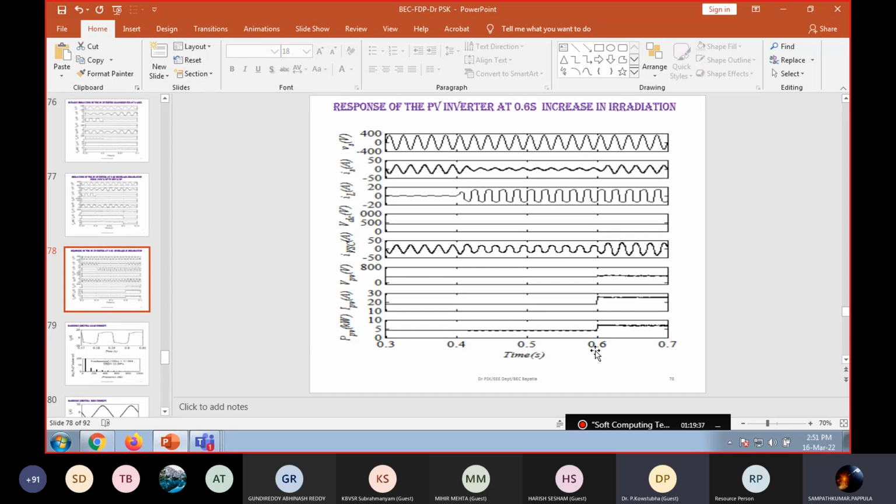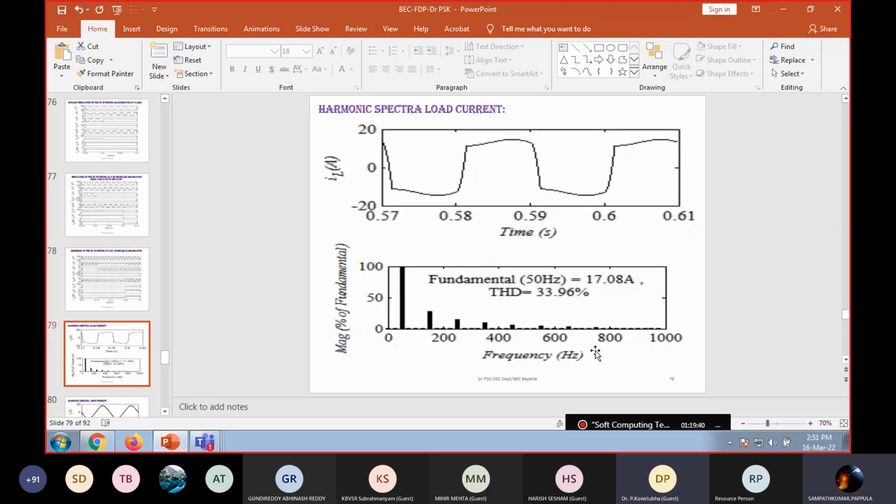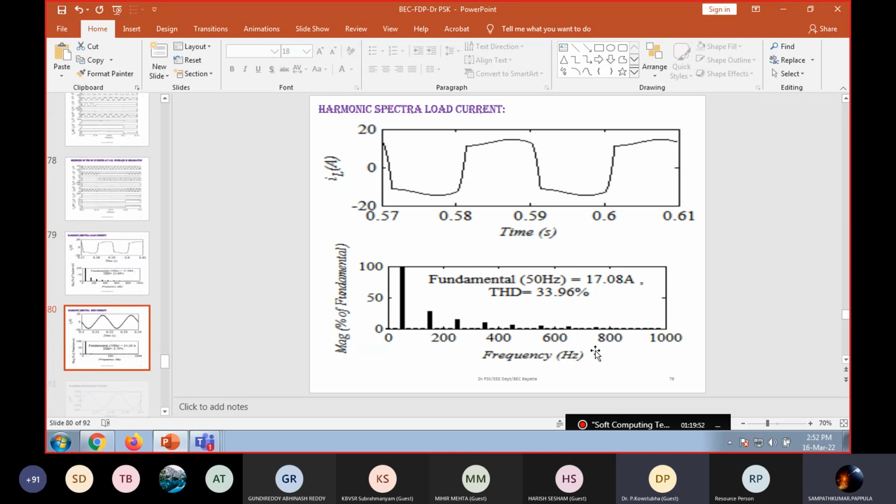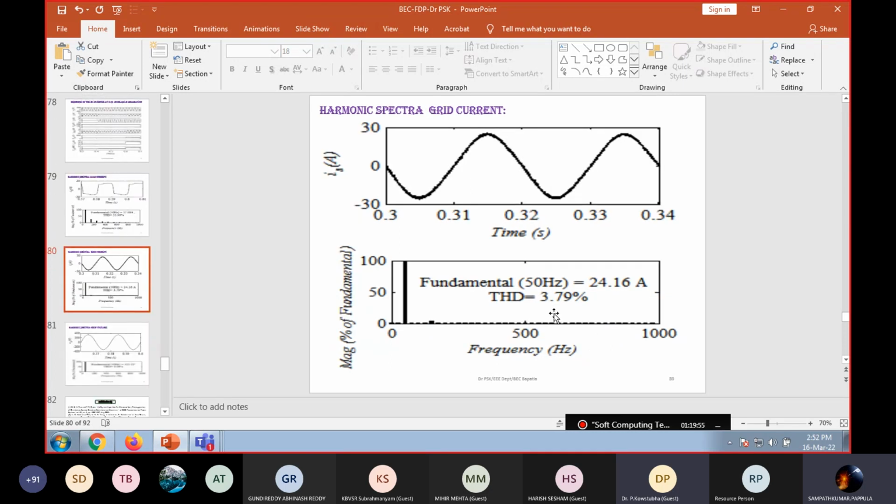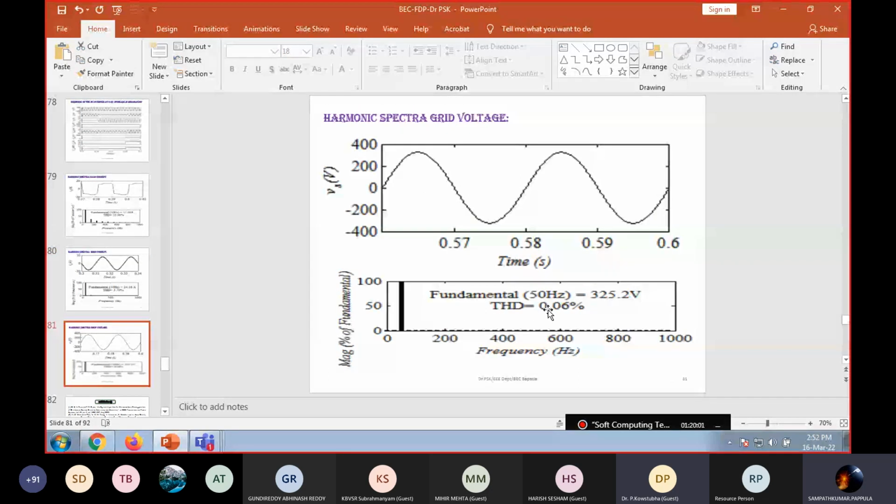At this time, if you measure the THD values, the THD value is 33.96 in the case of the harmonic spectrum of the load current. For load current the THD is always high, and for voltage it is 3.779. It is acceptable according to IEEE standards, and the THD value in the case of this one is 0.06 percent. This is also acceptable.